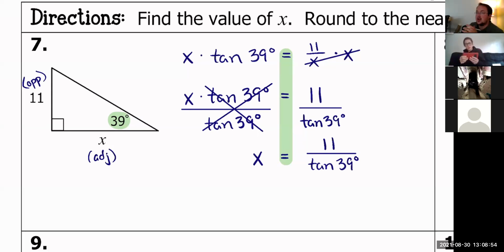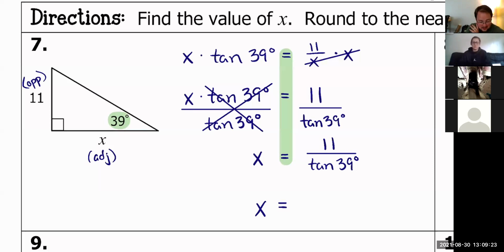Now, this is where you kind of have to make a decision based off of, one, your calculator, and two, your comfort level with that calculator. Because technically you could enter that entire right-hand side into a calculator and it should give you the value you're looking for. Now, if not, you could do it in smaller chunks. You could do just the tangent of 39 degrees. It's going to give you a decimal.